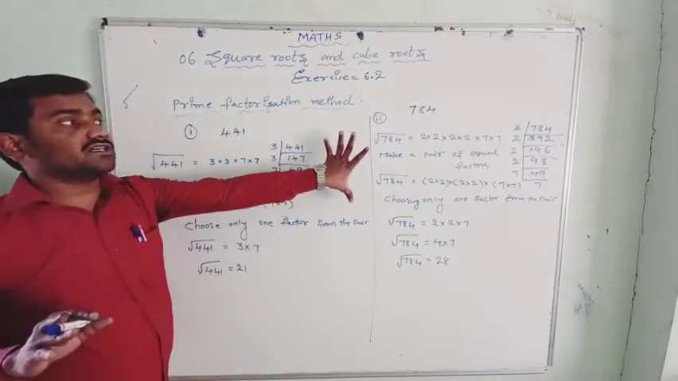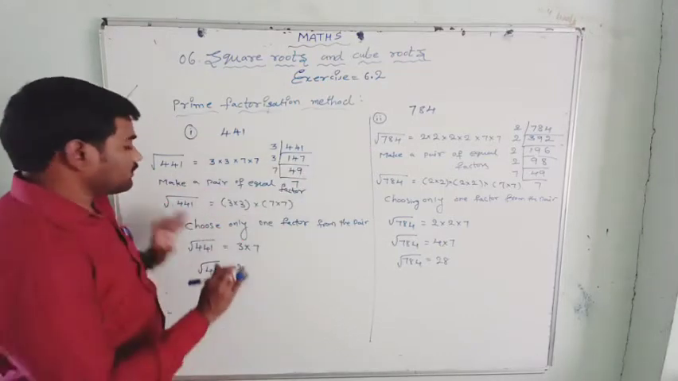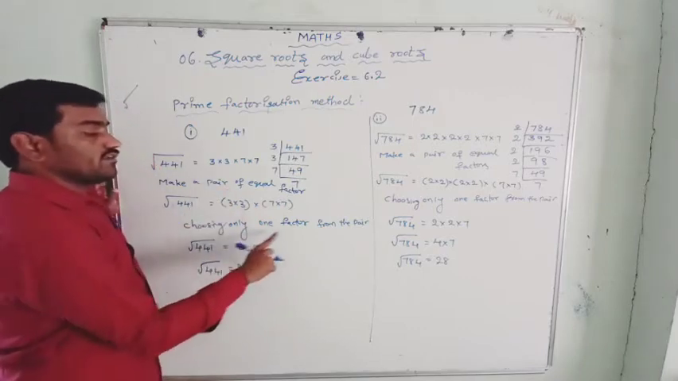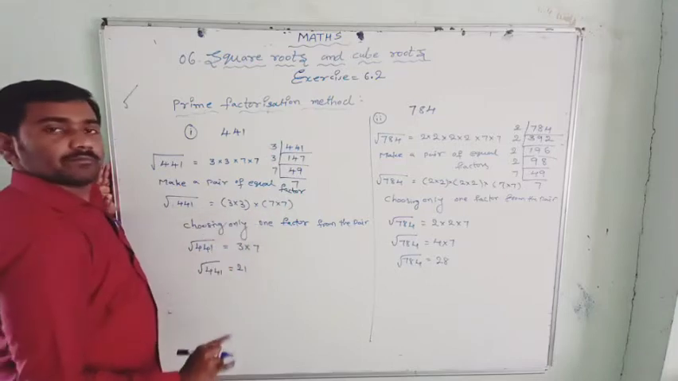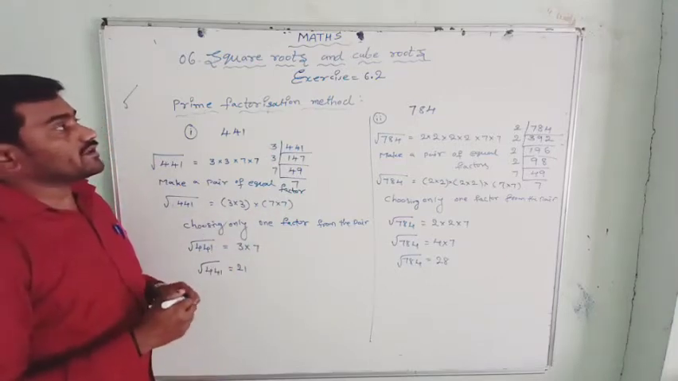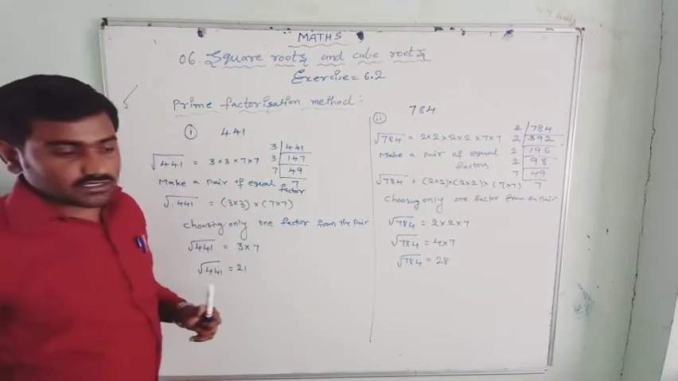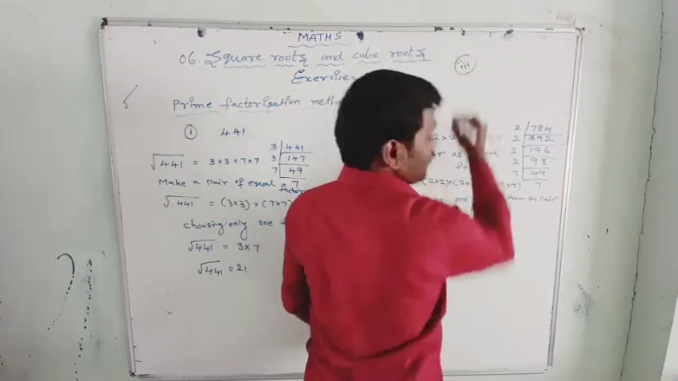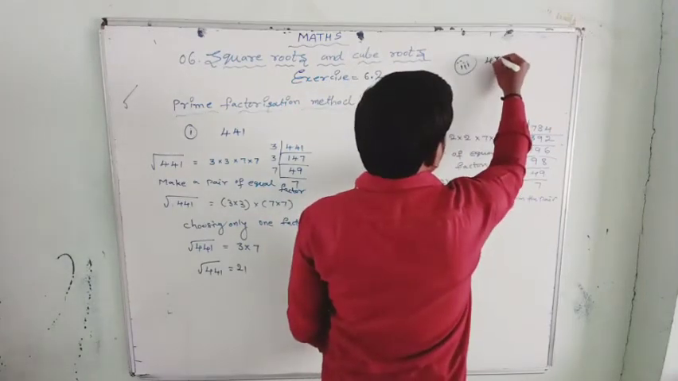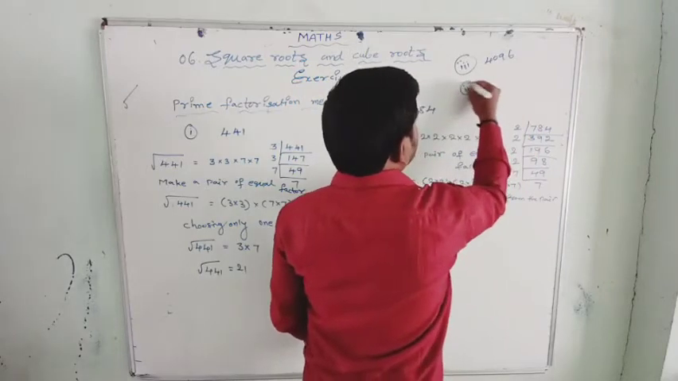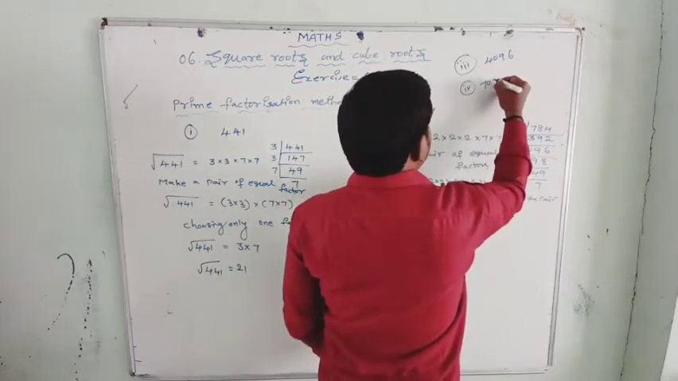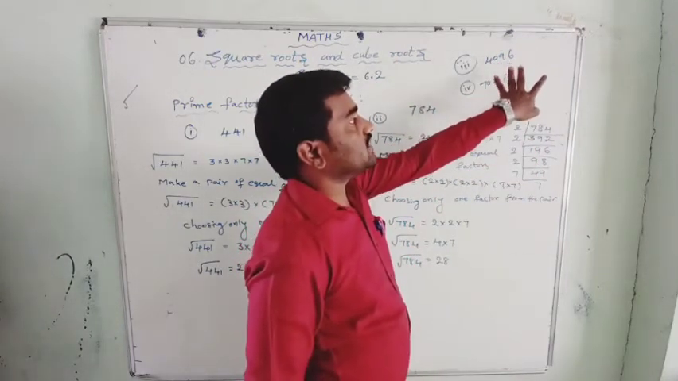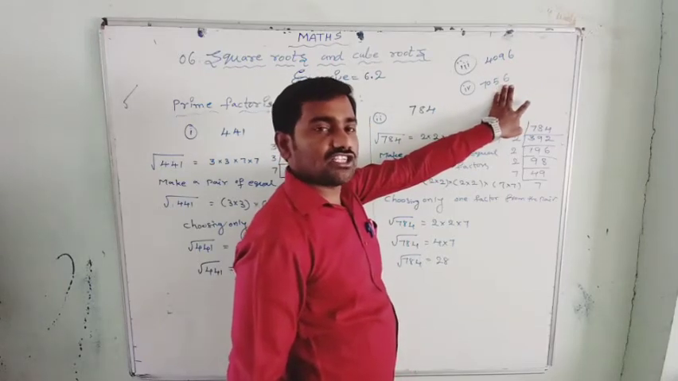There are 2 more questions in this bit. We have to do them in the same way. Here instead of choose, you write choosing only one factor out of this pair. So in this way we have to do the remaining problems from the first bit. The third question is 4096, and the fourth problem is 7056. Find the square root of 4096 and 7056 by using the prime factorization method.